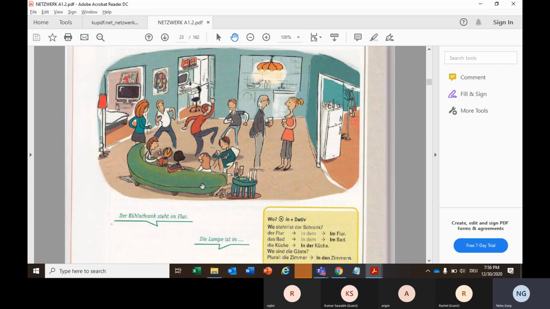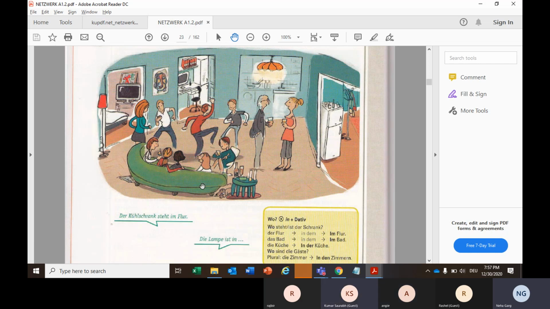Das Bild hängt an den Wand. It should be an der Wand. Wand is die Wand, no? Then the next one. You mentioned tanzen, so you cannot use sind and tanzen together. It should be tanzen only, not sind. Also die Menschen oder die Leute tanzen im Wohnzimmer oder in dem Wohnzimmer.